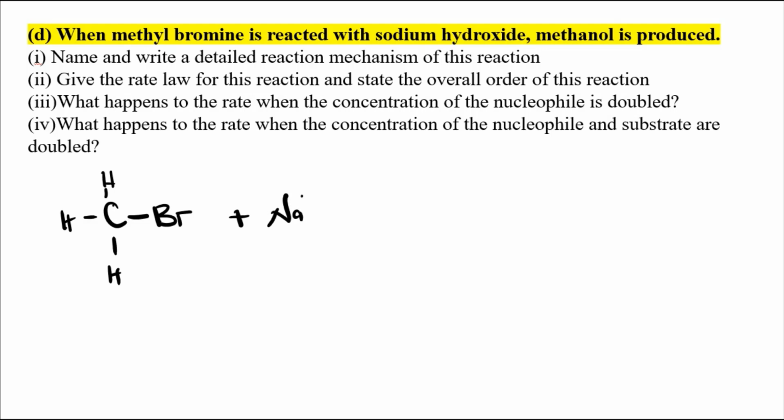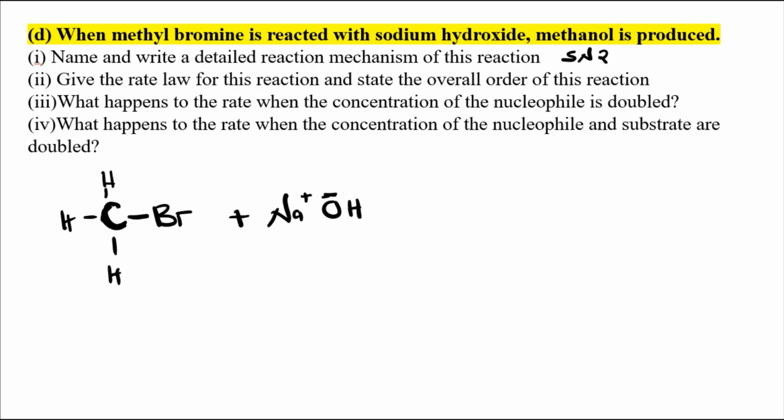So we know sodium hydroxide is an ionic compound. So the sodium is positively charged and the OH, or the hydroxide, is negatively charged. So we know that the OH is the nucleophile. Okay, so now this is a methyl halide. Methyl halides preferably go through SN2 reactions. So the name of this reaction is SN2 reaction. Nucleophilic substitution by second order.